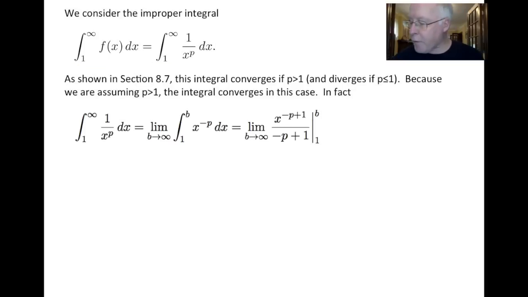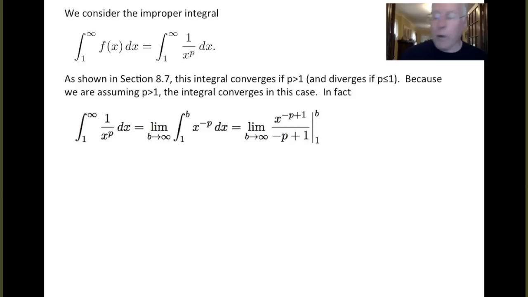Let's go ahead and review how we came up with that. In particular, going back to the definition of improper integral, the integral from 1 to infinity of 1 over x to the p dx is found by doing the finite integral from 1 to b of 1 over x to the p, or x to the minus p, dx, and then taking the limit as b goes to infinity.